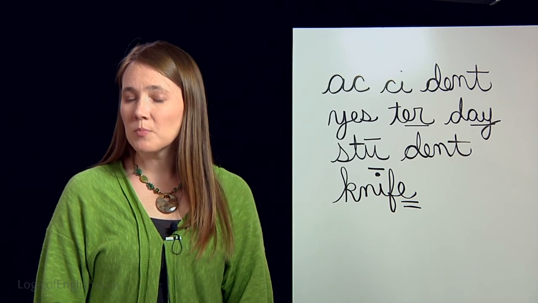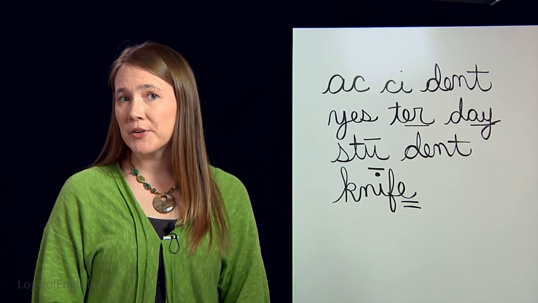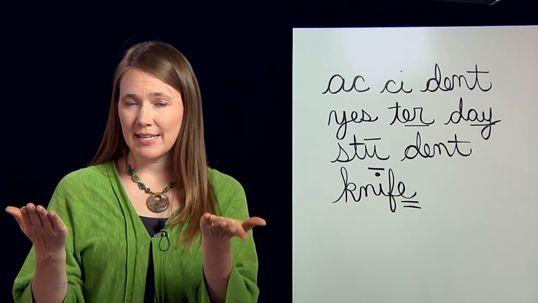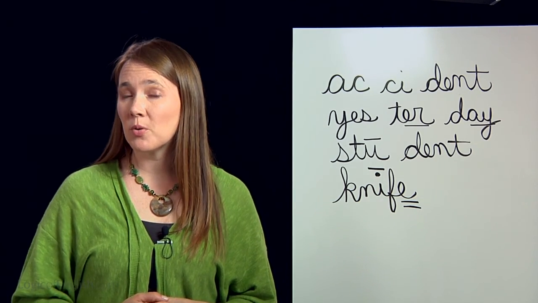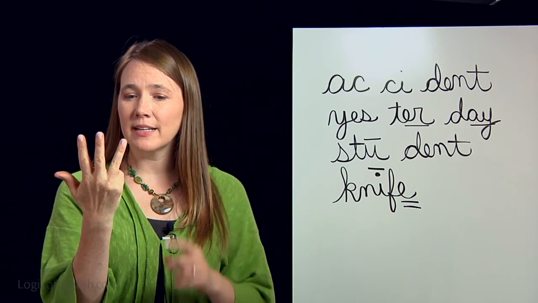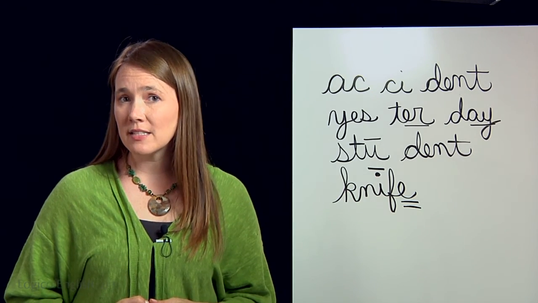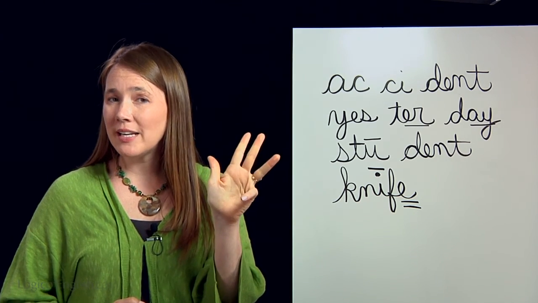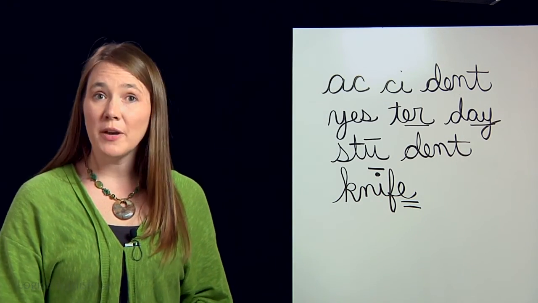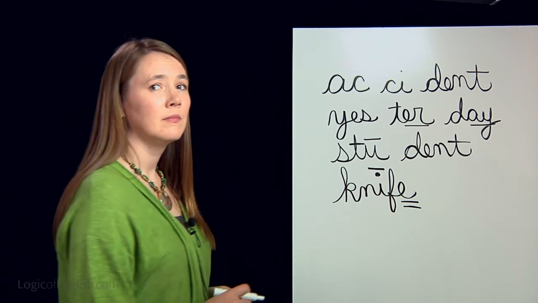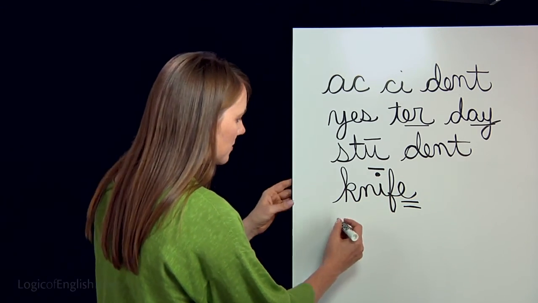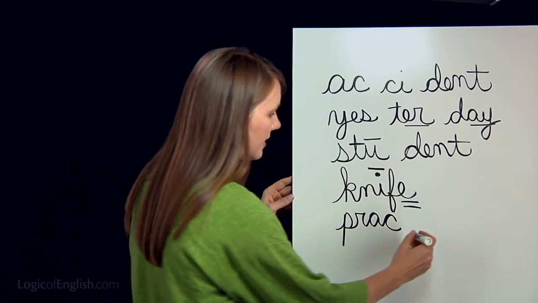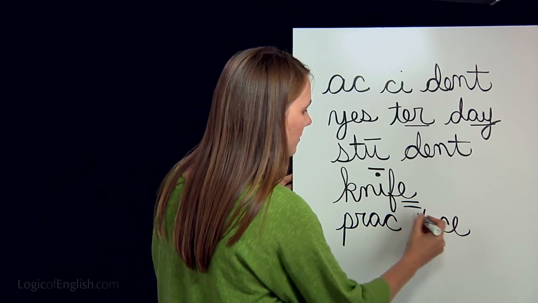The 10th word is practice. To become a strong reader and speller, you must practice every day. How many syllables in practice? Two. The first syllable is prac, P-R-A-C. This is a K sound. The second syllable is tis, T-I-C. This is also a K sound. And what will you need? Let's write a silent final E. Go ahead and write it. And now help me to write it. The first syllable is prac, P-R-A-C. And the second syllable is tis, T-I-C, silent final E.